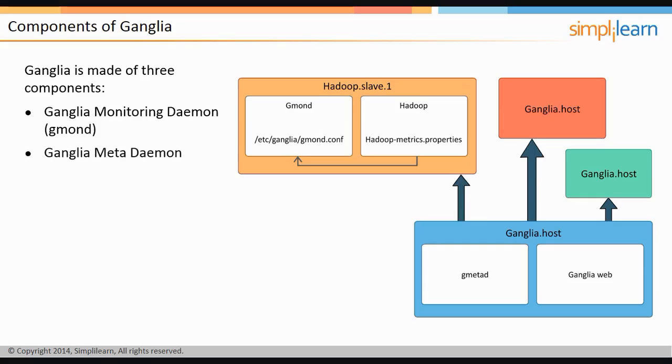Ganglia Meta Daemon, Gmetad. The Meta Daemon surveys all the available Gmond data sources over TCP and makes the data available for the web interface. A dedicated server is used for the assembly and demonstration of the assembled metrics. Ganglia Web Application provides a PHP-based web app that displays different visualizations of server performance over various periods of time. In the next screen, we will look at the steps involved in installation of Ganglia for Hadoop Server.